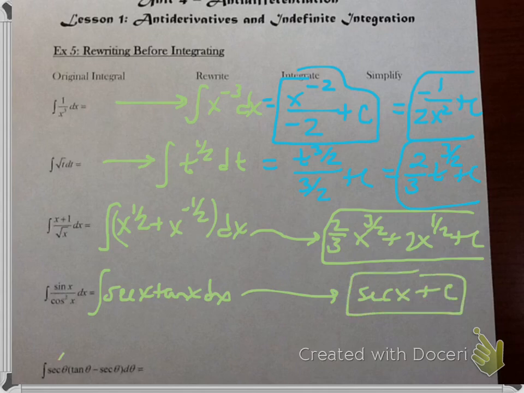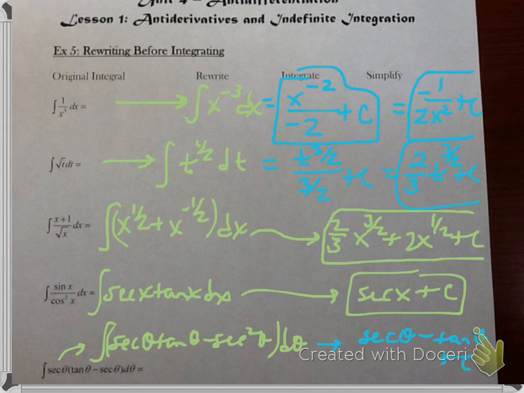And then similarly for this last one here, best thing you could do here is distribute, so you have secant theta tan theta minus secant squared theta. That would be kind of how we rewrite that. And let me just change the color here so it's easier to see. That's going to yield a final answer of secant theta minus tangent theta plus c.